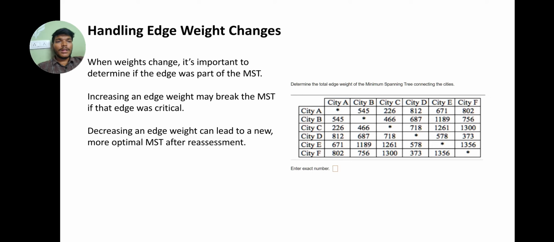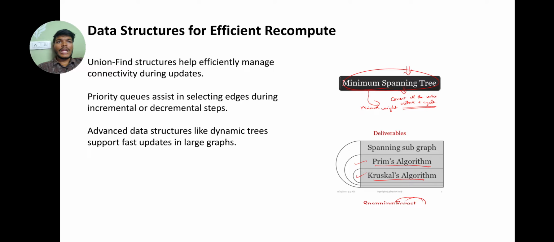This is a picture about determining the total edge weight of a minimum spanning tree connecting the cities. See this picture: city A, city B, city C, city D, city E, and city F. These are rows and columns named with the cities, with the exact numbers entered. This is about handling edge weight changes. And the next slide is the data structures for efficient recomputation.